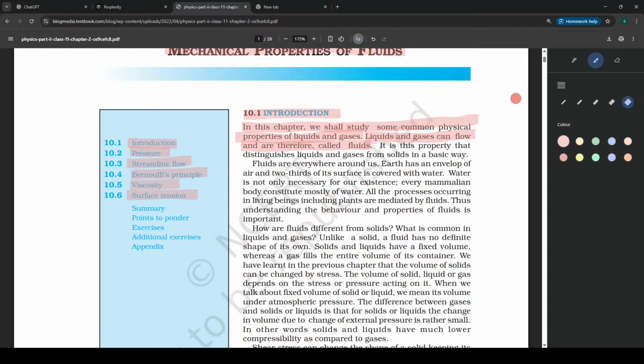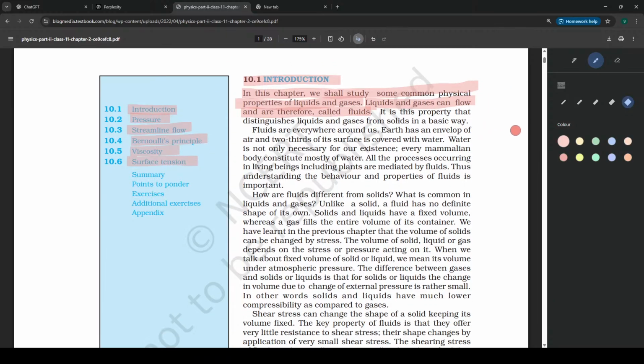Fluids are things which can flow. Because liquids and gases can flow, they're called fluids. Fluids don't solely mean liquids, they also include gases. Whatever substance can flow is called a fluid, and liquids and gases can flow, so they are called fluids. It is this property that distinguishes liquids and gases from solids in a basic way.